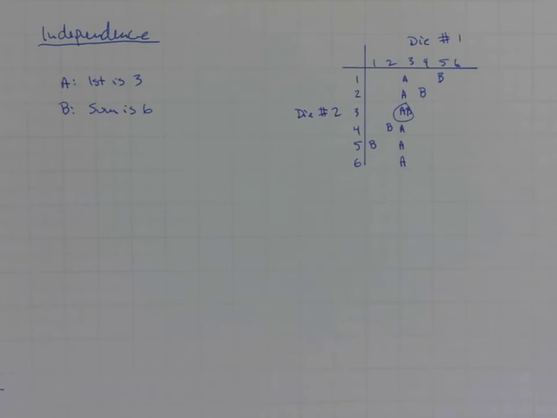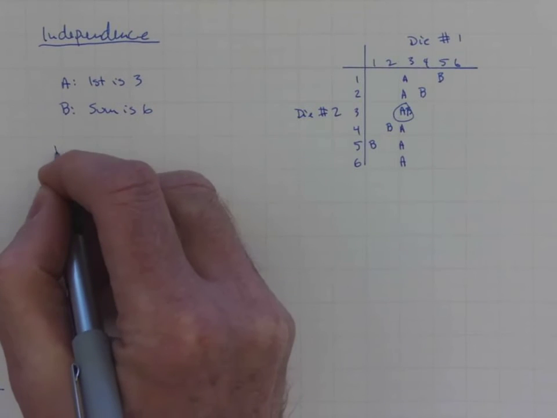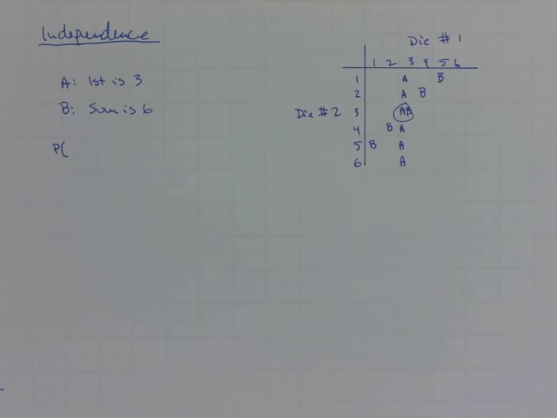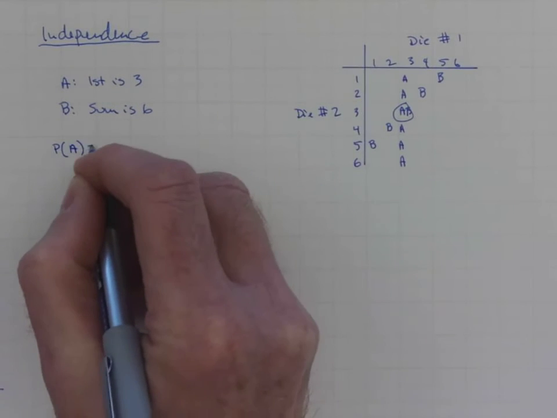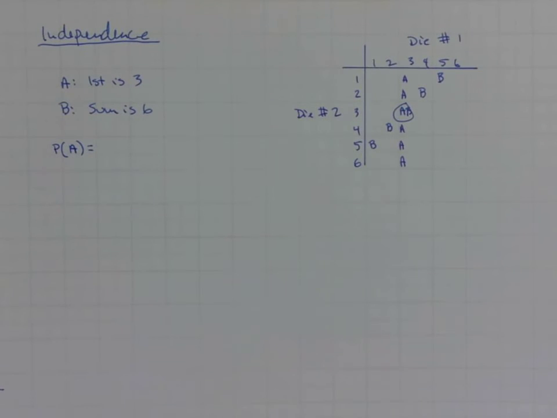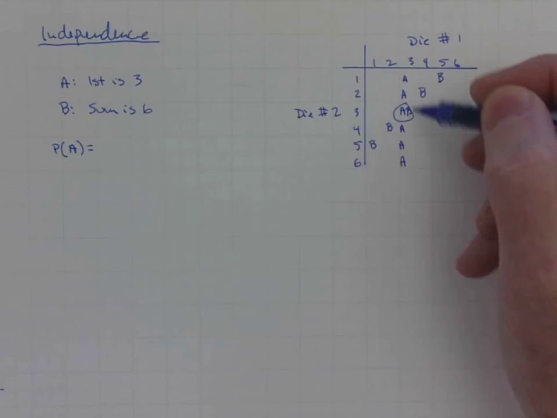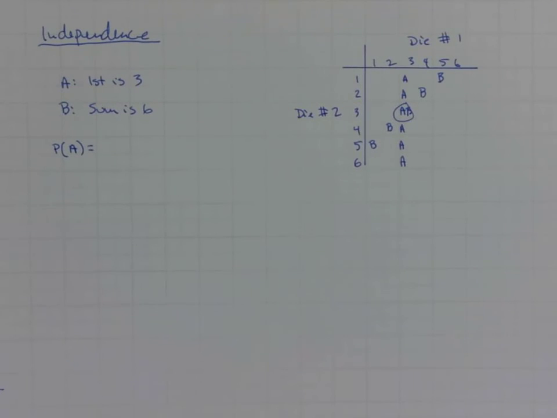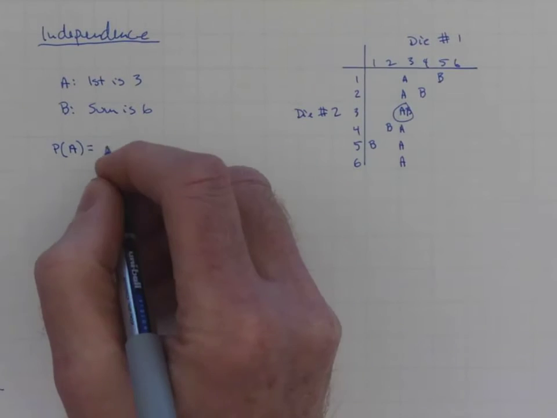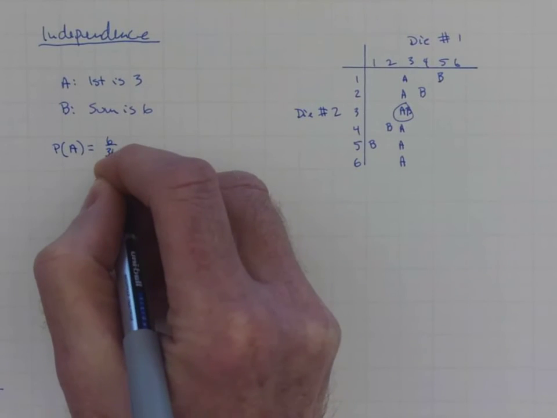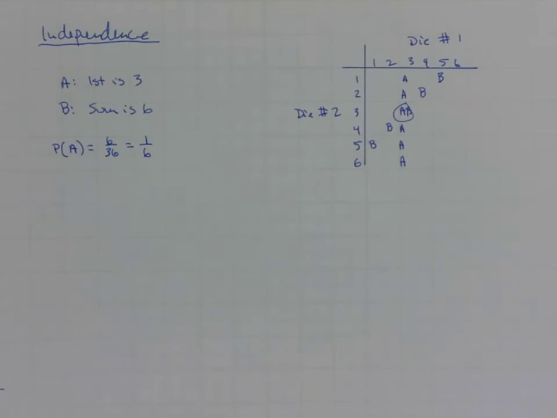And off to the right here, I have a little piece of the sample space that shows us the outcomes that are involved with these two different events. And I'm going to calculate two probabilities to sort of start us off. One is going to be the probability that event A occurs. That is the probability that the first die shows a 3. There are 6 outcomes out of the 36 equally likely outcomes that involve that event, so this probability is going to be 6/36 or 1/6.